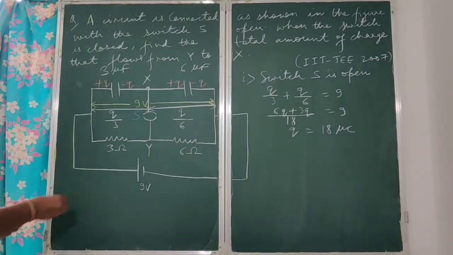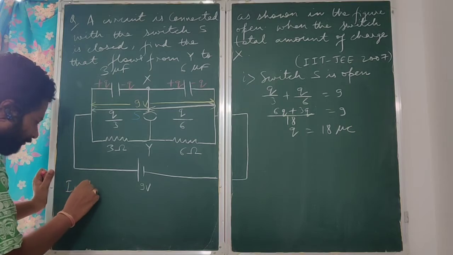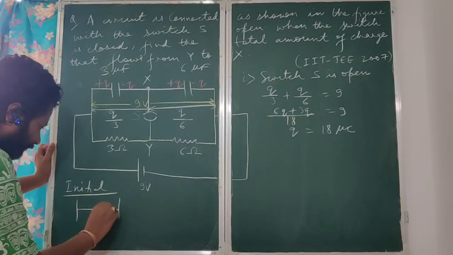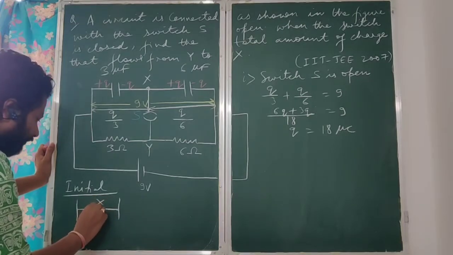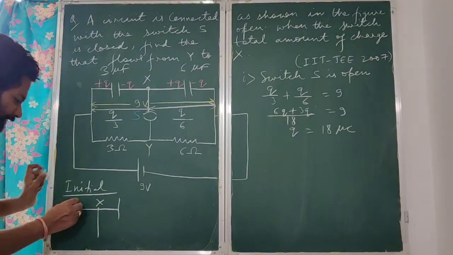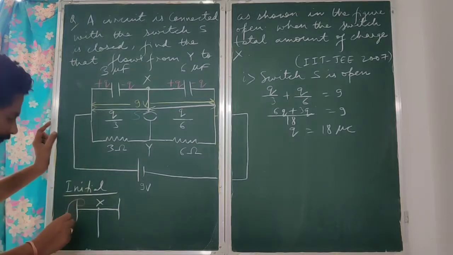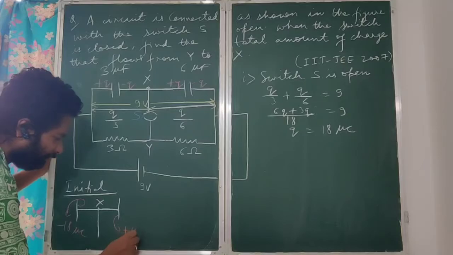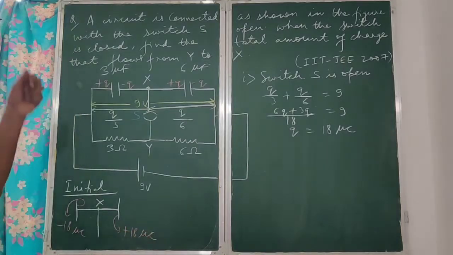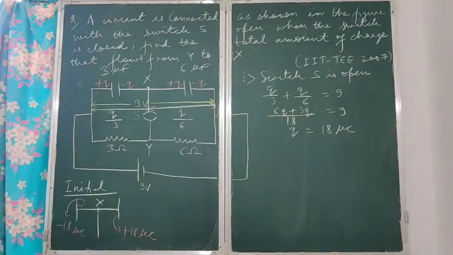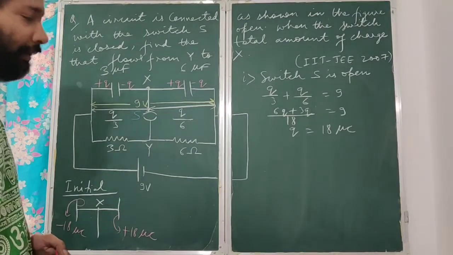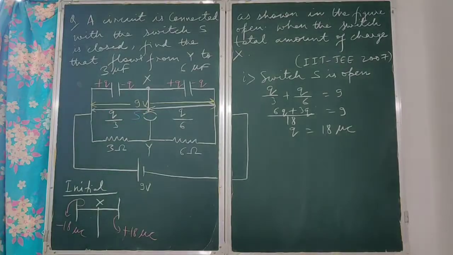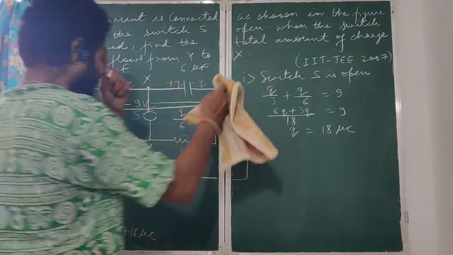So we will write initial condition, we will write it here. This was the case, this was point X. So here we had charge of how much? Minus 18 microcoulomb, and on this plate we had charge of plus 18 microcoulomb. Now we are going to analyze what is going to happen when the switch is closed. So let us see. I'll erase this part.